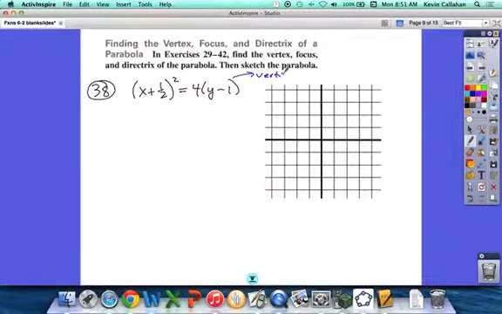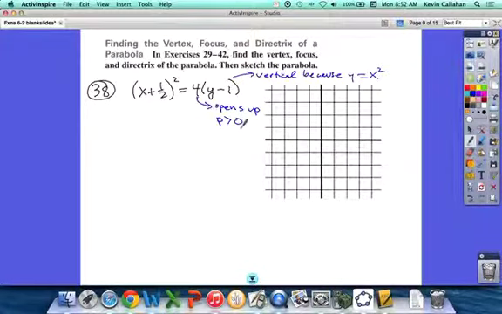So this is vertical because it's y equals x squared. It opens up because p, it's actually 4p, but same difference, p is greater than 0.